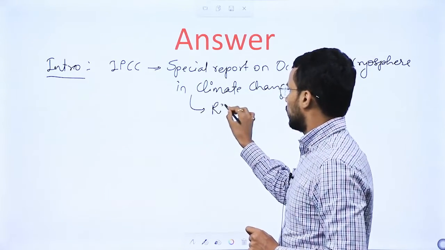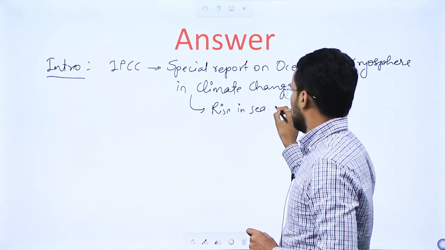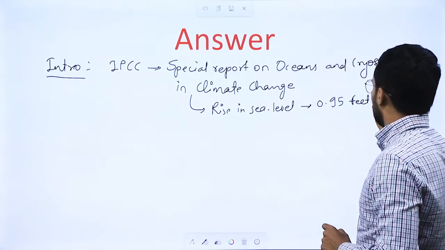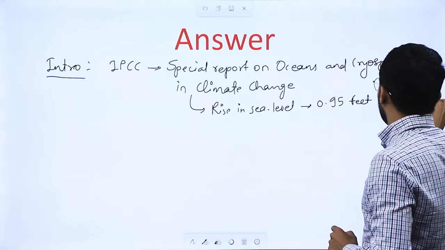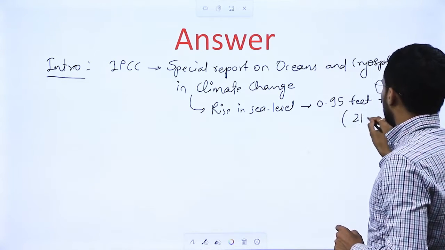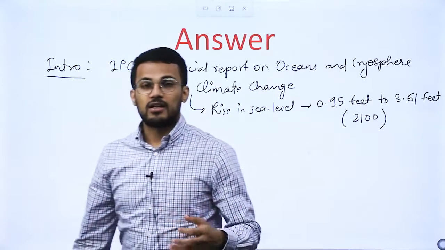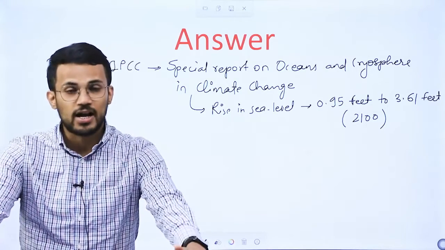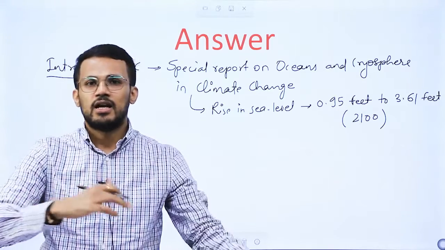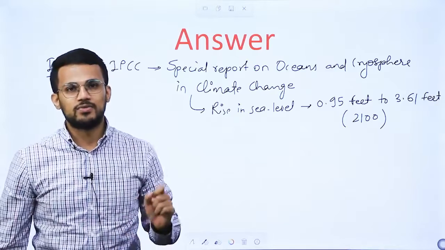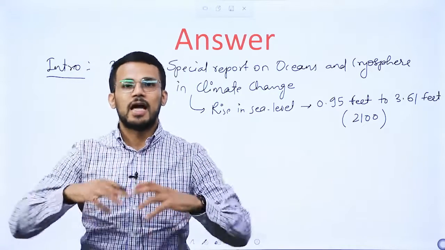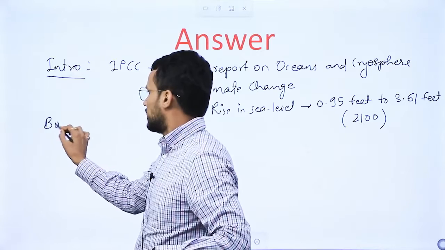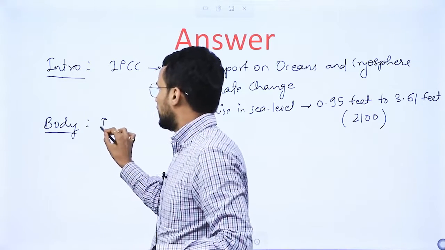will be in the range of 0.95 feet to 3.61 feet, right? So that will happen by the end of this century. There is clear-cut evidence that has been put forward by IPCC to argue its point, and we have also seen rise in sea level in the first two decades of the 21st century. So it is not a mere hypothesis, it is a reality. So that is the introductory point. Then in the body part, firstly we will discuss the impact on India.